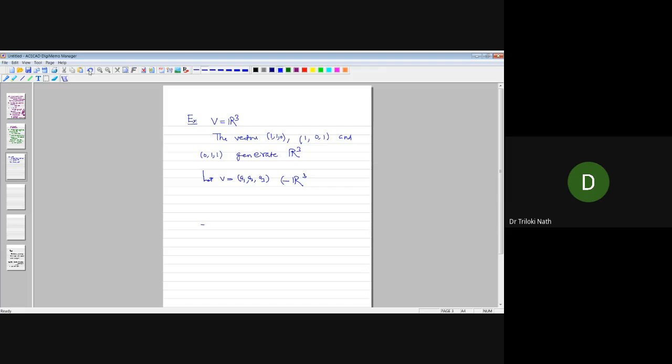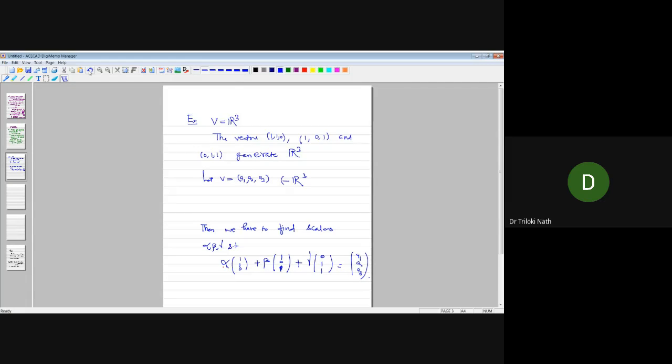we have to find scalars alpha, beta, gamma such that alpha times (1, 1, 0) plus beta times (1, 0, 1) plus gamma times (0, 1, 1) is equal to (A1, A2, A3). Isn't it? Right. So let us solve this.